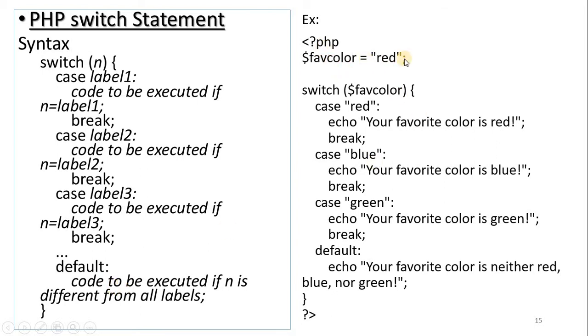Now see, in this example we have favorite color. This is a variable which is assigned with red. So switch favorite color, so case red. Here it is assigned with red, so case red will be executed. Your favorite color is red, and break, coming out of this particular case. Now if I give here blue, this case blue will be executed. If I give here green, the green case will be executed. If it doesn't match any one of these, suppose I give here yellow, yellow we don't have in these cases, right? So default will be executed.